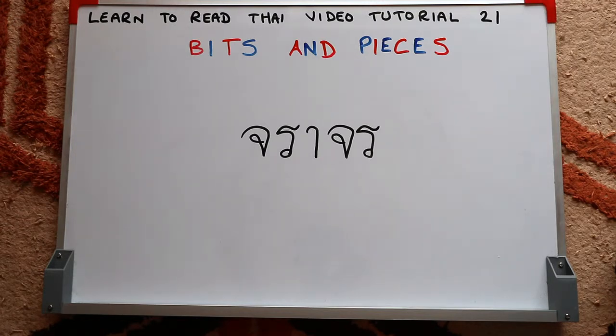จราจร, จราจร, จราจร. There are probably some other things I've forgotten as well, but those were just a few of the things that I did remember. If there's anything else, I'll include them in further tutorials. And next, in the next tutorial, I'll just cover the two consonants that I haven't done yet. So I'll see you again soon for that.